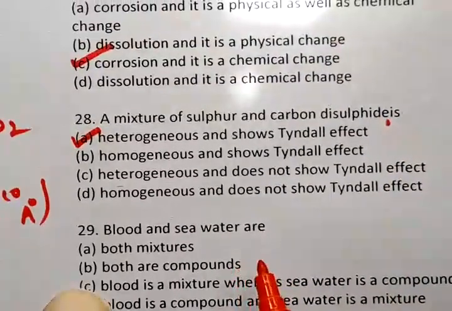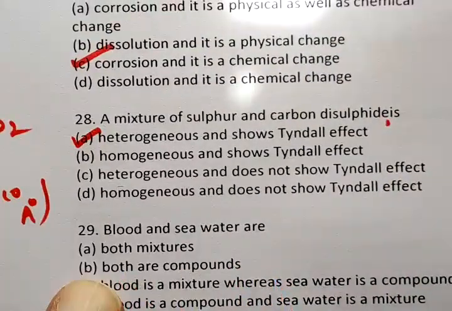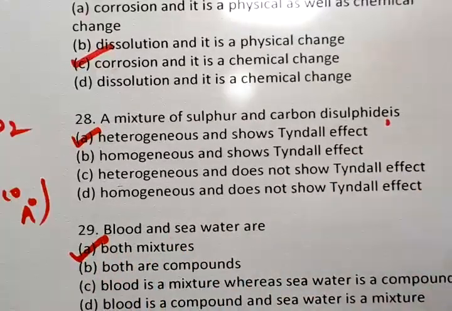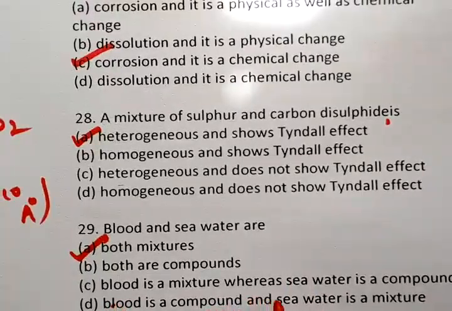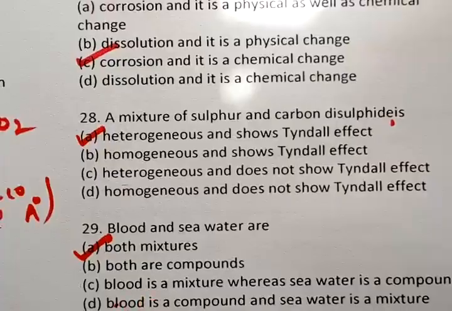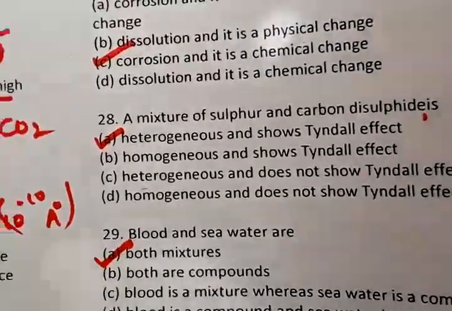Blood and sea waters are... Blood, it is a combination of many things. Sea water is also a combination of many molecules. So both are mixtures. Both are compounds? No. Blood is a mixture, whereas sea water is a compound? No. Blood is a compound? No. None of this. So both are mixtures.